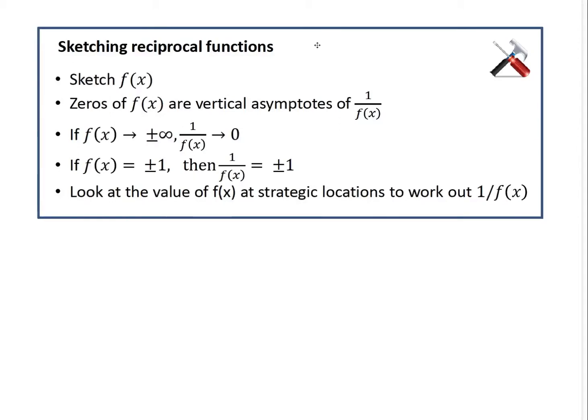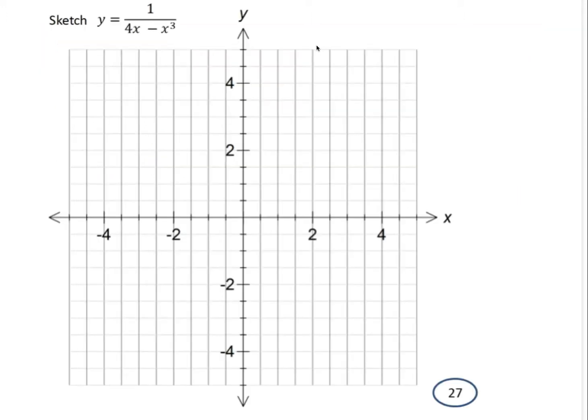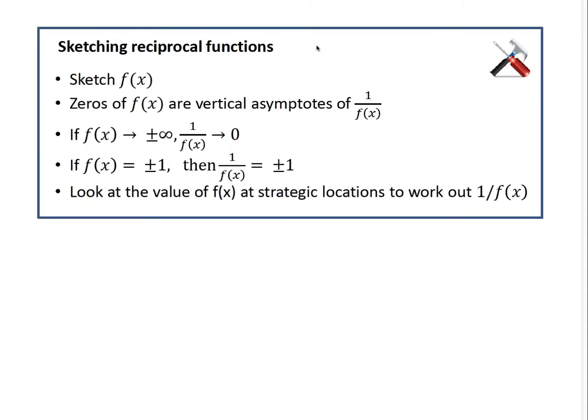So we're on page 27 of the little graphing booklet. We're looking at sketching reciprocal functions. So we're just going to step through, or you can read through that, that's in your booklet. But we're going to step through that with this example on page 27, y equals 1 on 4x minus x cubed. So first up, our instructions say to sketch f(x).